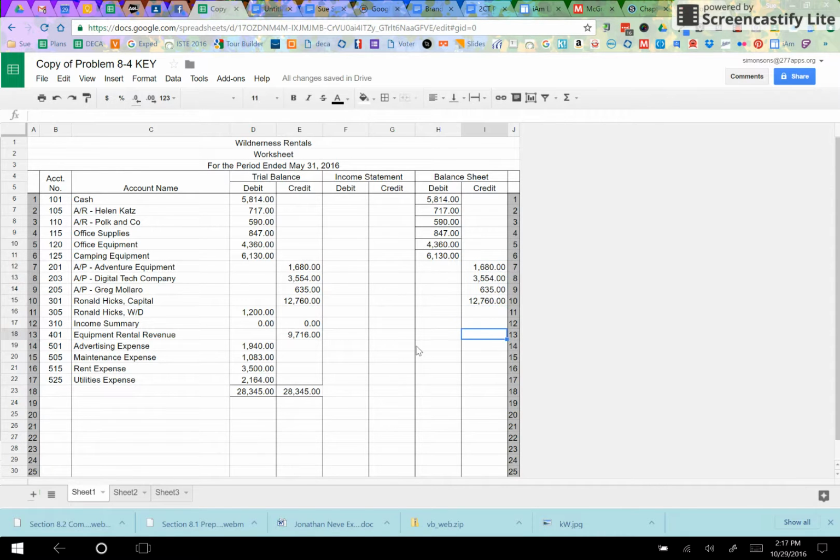Now, the one question was, what do we do with withdrawals? It's not a permanent account, but we don't want it factored into the determination of net income or net loss. It's something to do with the capital itself. It doesn't have to do with how well we did that month. You know, did we have more revenue than we had expenses? So in this one case, withdrawals is going to go on the balance sheet.